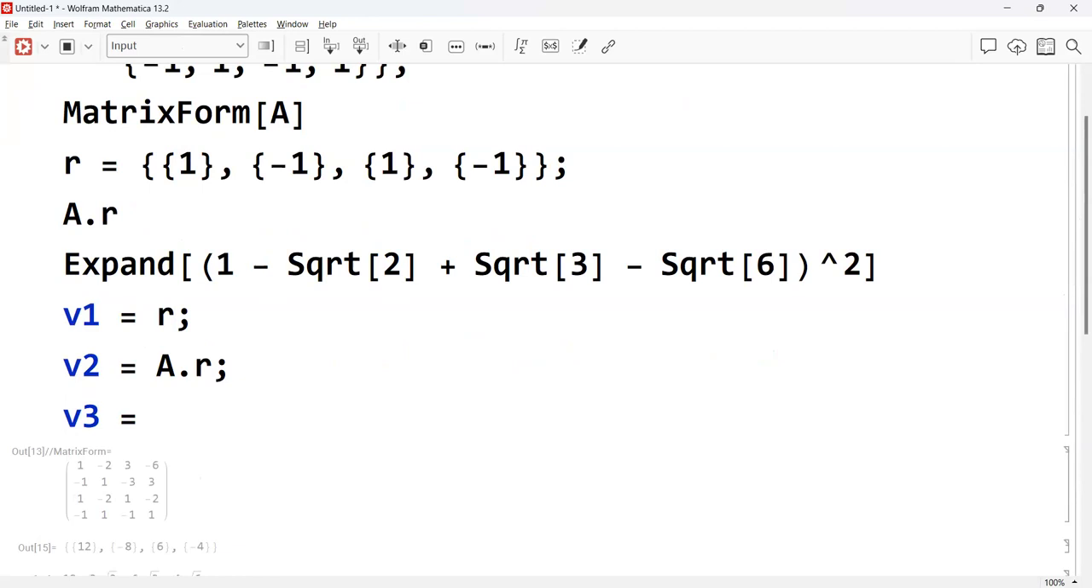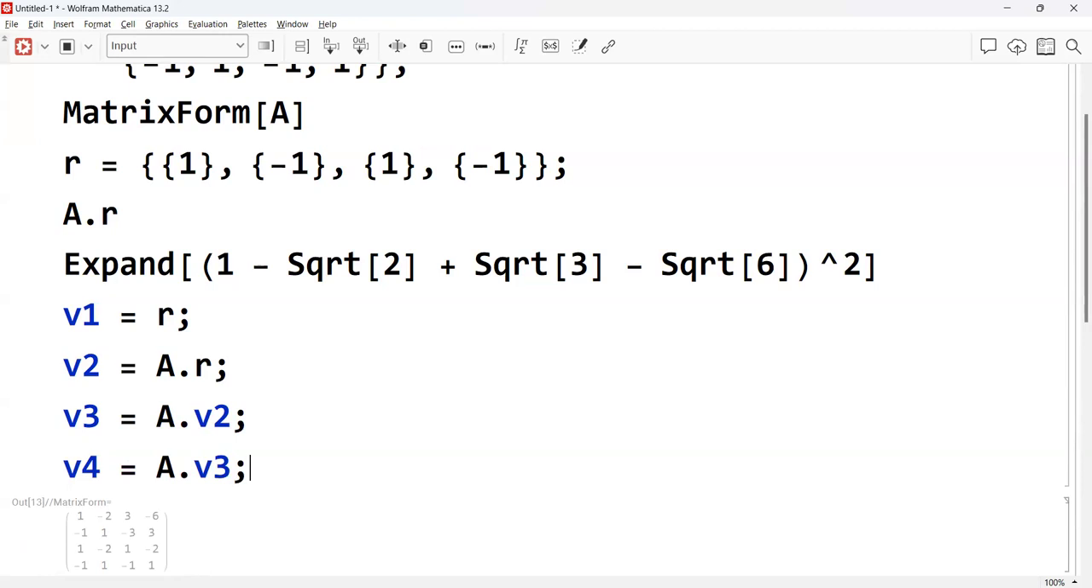So I could do it as A squared on R, but there's something better. What have we just computed? We've just computed R squared. A dot V2. You do as little calculation as possible. What about V4? What should that be? A dot V3.